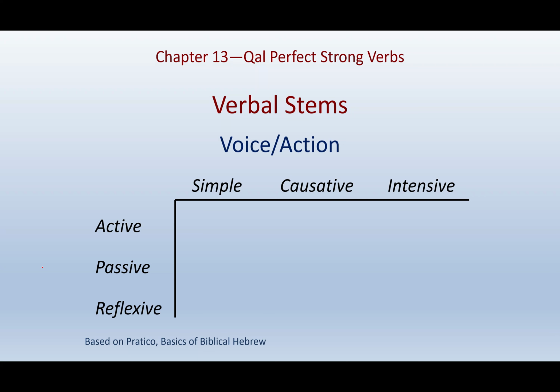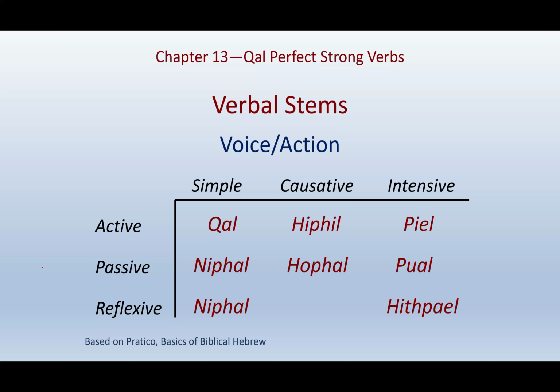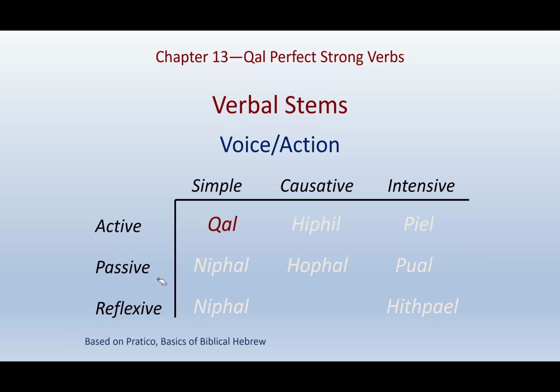He hid. That's active. Passive, he was hidden. It's happening to the subject. Reflexive would be he hid himself. So those are the examples of voice: active, passive, reflexive. And then the stems tell us, if they wanted to convey a passive causative verb, they'd use a Hophal to do that. If they want to do an intensive passive, they'd use Pual. So that's how you use this chart. That's why we have all these different stems, to communicate the voice and action. But we are just concentrating now on the Qal.